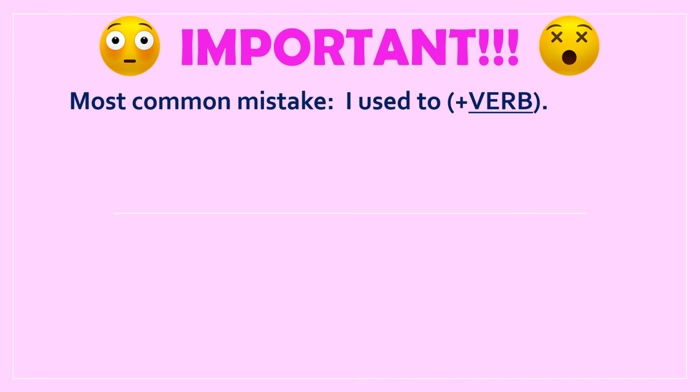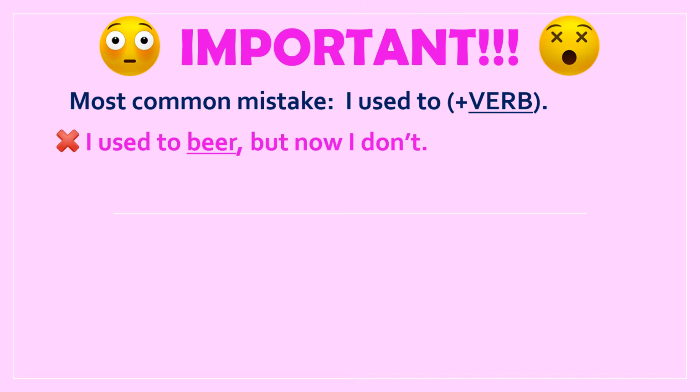There is something super important that you have to be aware of. The most common mistake that English learners make is to use something other than a verb after I used to. You must have a verb there. So for example, I used to beer, but now I don't. Is it okay? It's not okay because beer is a noun. It's not a verb. It's not an action. So you would have to say, I used to drink beer, but now I don't.